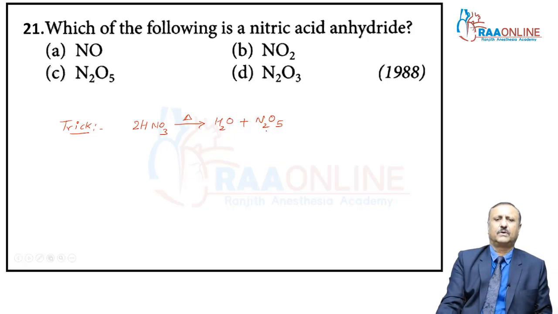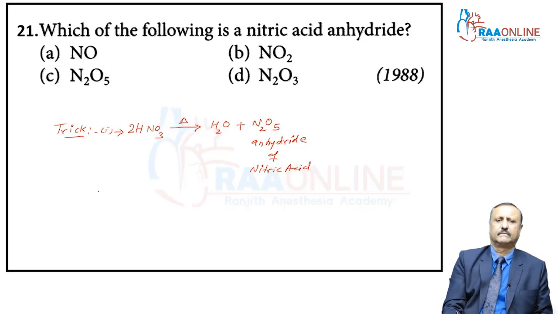Why? Because we can remove the water molecule from this nitric acid. So the oxide of this nitric acid is called an anhydride, because this oxide is formed when the water molecule is removed. So it is called the anhydride of nitric acid. My dear students, in this way you can get the anhydride.